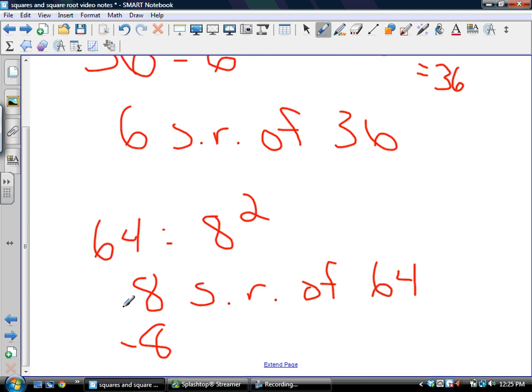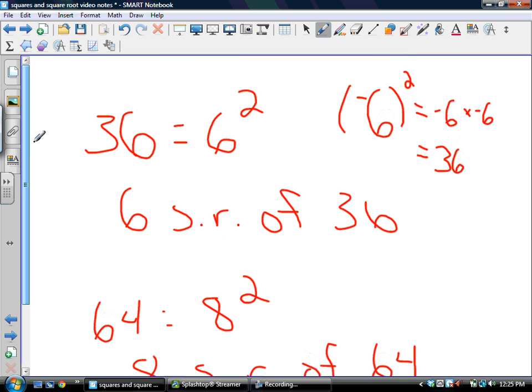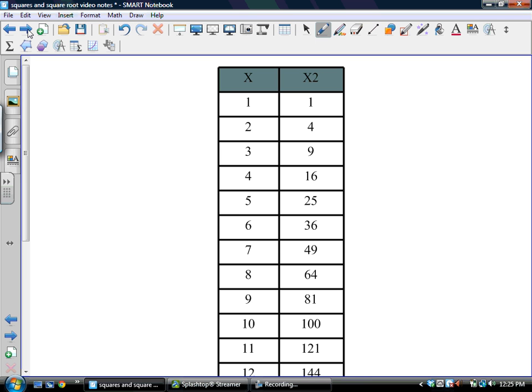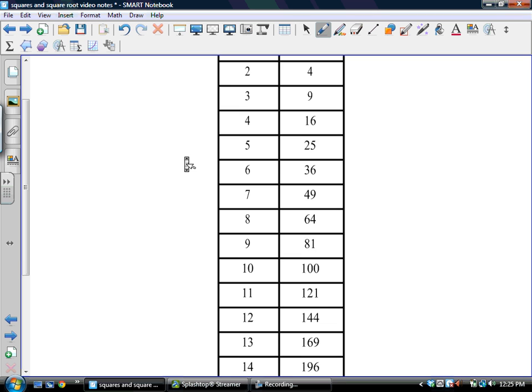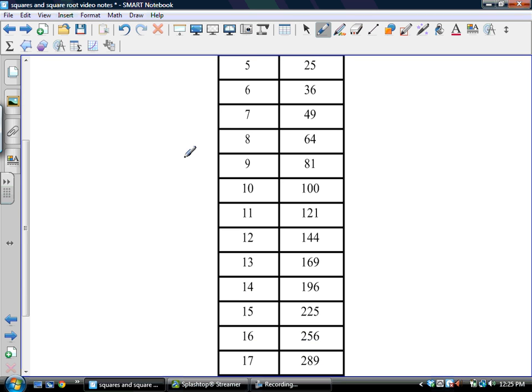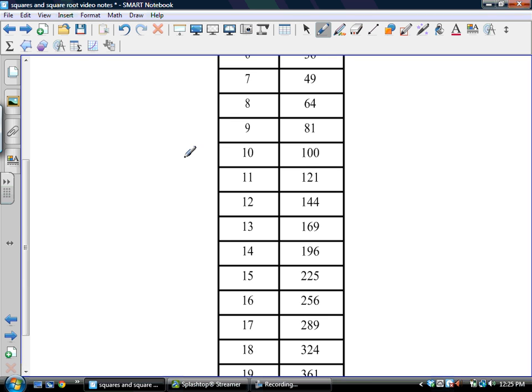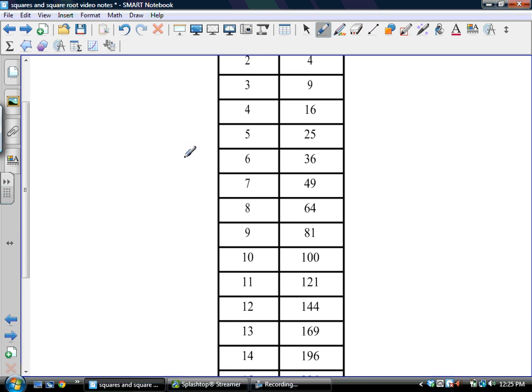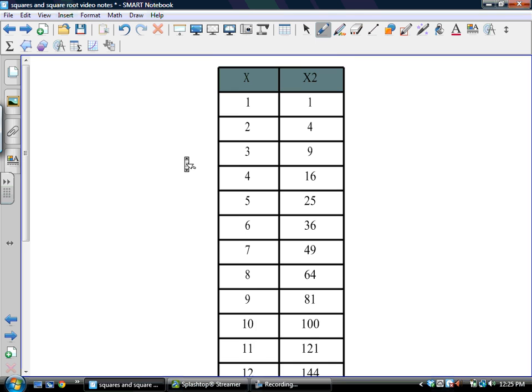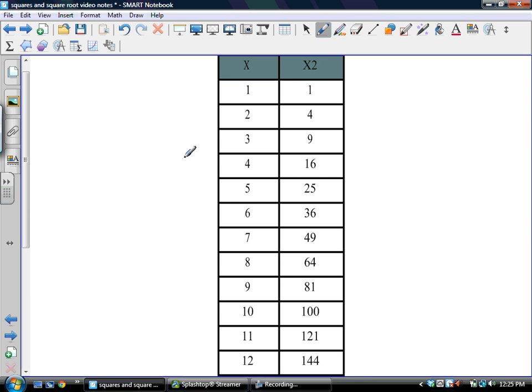So if you want to get your list of perfect squares, what you're going to do is take each of their integers and square them. And here you have that for the first 20 perfect squares. You need to take a minute and copy these down, because you need to memorize the first 20 perfect squares.